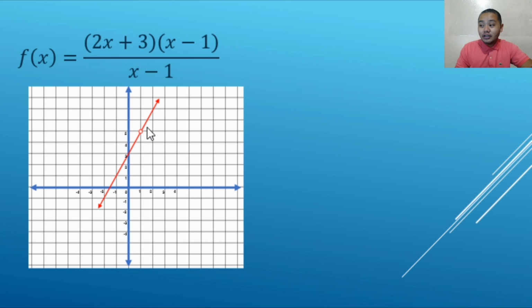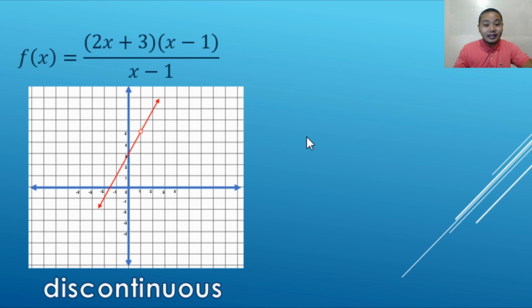So kung mapapansin nyo, open yung graph natin dito. Ibig sabihin, nagkaroon tayo ng discontinuity. Ngayon, Sir Ben, sabi mo yung topic is about continuity on functions. Tama ka. So, paano nga ba magiging continuous ang isang function? So, keep this in mind na meron tayong tatlong kailangan tandaan para ang isang function maging continuous.